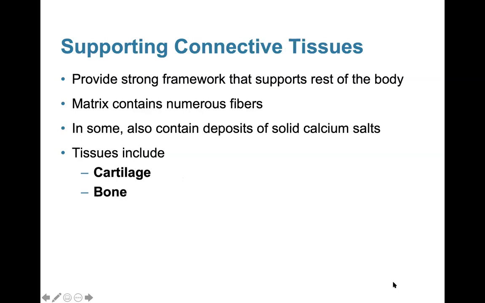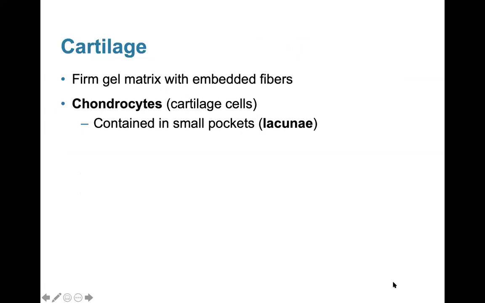Your supportive connective tissues provide a strong framework that supports the rest of the body. The matrix contains numerous fibers. Some also contain deposits of calcium, as we see with bone. The two main types of supporting connective tissue are cartilage and bone. So cartilage is a firm gel matrix that contains embedded fibers.